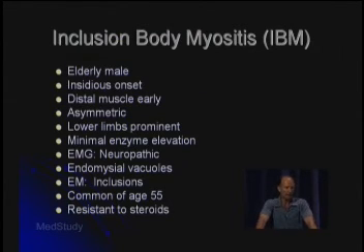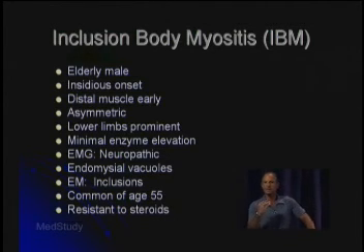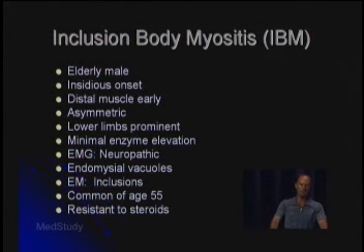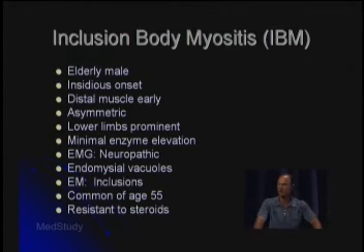You will be asked, my favorite friend, inclusion body myositis. Quite a rare condition, really, but they love it on the boards. And this is the patient who is an elderly male who has an insidious onset of weakness, but they get both proximal and distal involvement. Their involvement tends to be asymmetric. Their legs are worse than their arms.